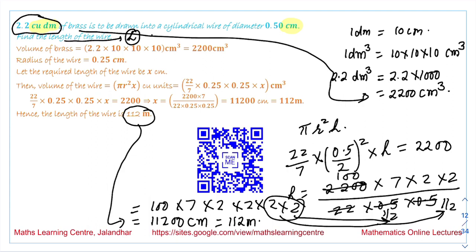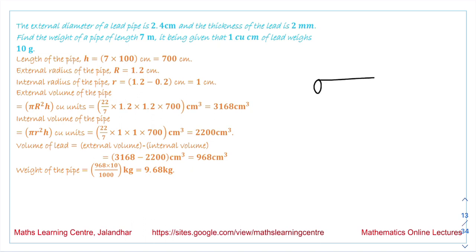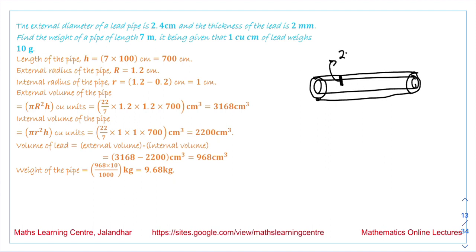Now next we are given the external diameter of a lead pipe. The external diameter of this pipe means we are talking about this length over here, it is 2.4 centimeter, and the thickness of this pipe is 2 mm. So first thing is, this unit is centimeter, this unit is mm. Next, the weight of the pipe of length 7 meter, the length of this pipe is 7 meter. It is given that 1 cubic centimeter of lead weighs 10 grams. So what we do is, we convert all these values in centimeters.